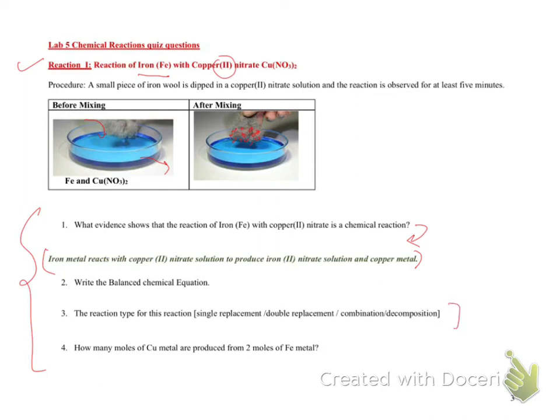Then, what type of reaction is this? Combination, decomposition, single, double. And then in the last one, based on this balanced chemical equation, you will do the one stoichiometry problem where you need to answer: let's say you are starting with 2 moles of iron metal, then how many moles of copper metal will be produced? So these are your first 4 questions, and they are based on this diagram here.